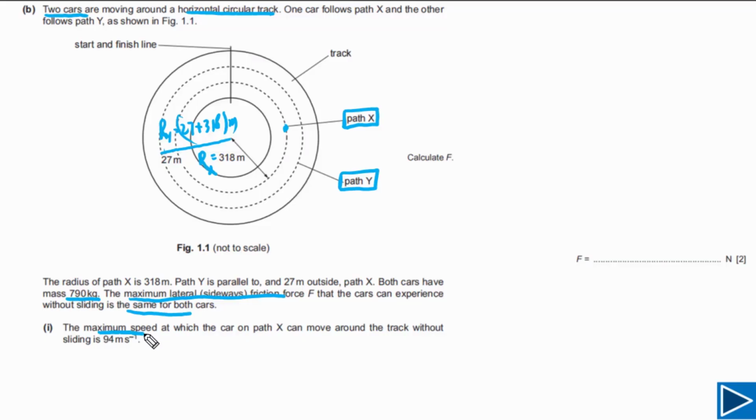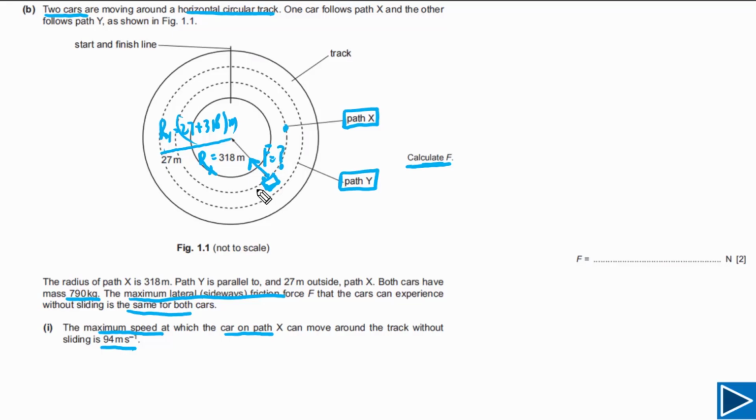And the maximum speed for the car moving in circle X is given, and that is equal to 94 meters per second. The question is asking us to calculate F, the force acting on car X, the car moving in circle X. So you can simply imagine that this is the car and it is moving in circle X. We need to find the force acting on it, the frictional force acting sideways, and this is F. This force we need to find out.